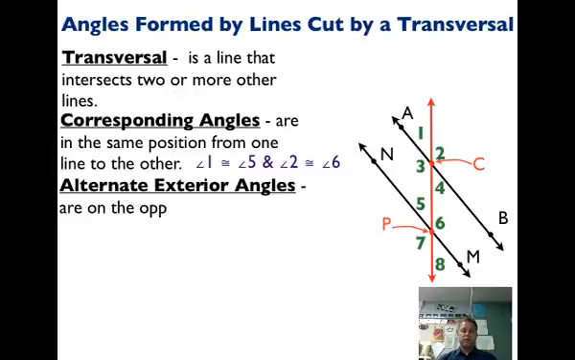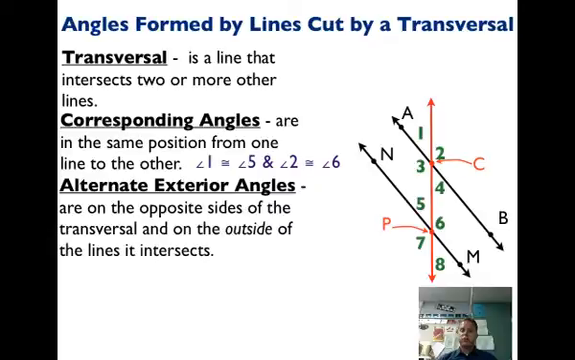Our next thing that we have is alternate exterior angles, and they're on the opposite sides of the transversal, so one will be on the left, one will be on the right, or above and below, and on the outside of the lines that intersect. So that means we're talking about angles 1, 2, 7, and 8.